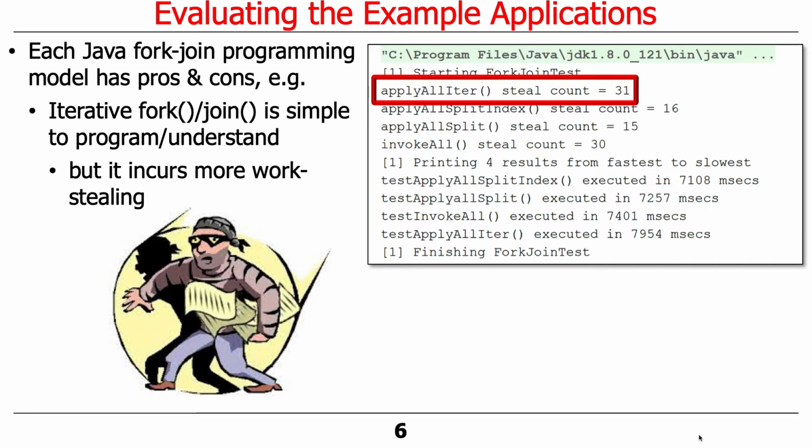However, if you take a look at the stats here, this is the running the program. It uses some of those helper methods on fork join pool to get some metadata about the runtime behavior of these different implementations. You can see that apply all iter has a high steal count. And that's because it's putting everything in one thread, and then all the other threads in the pool have to steal from it.